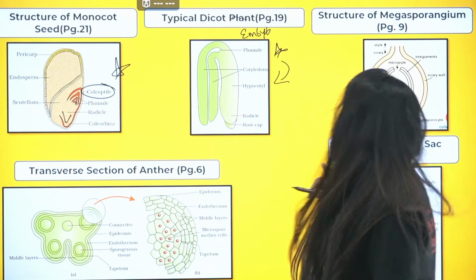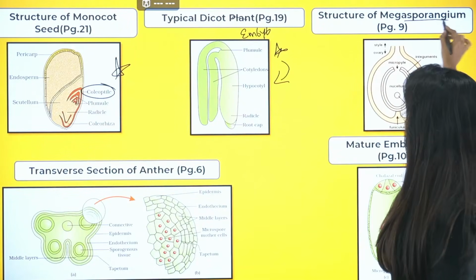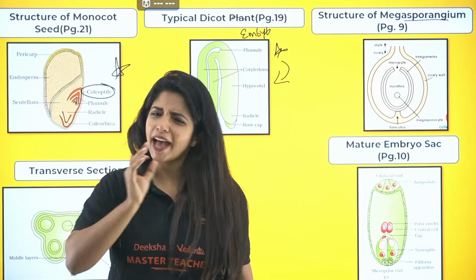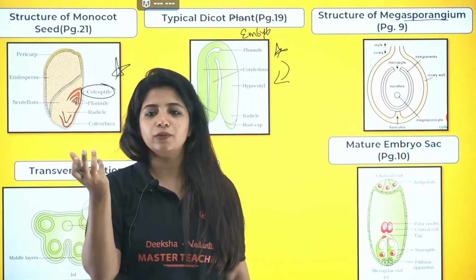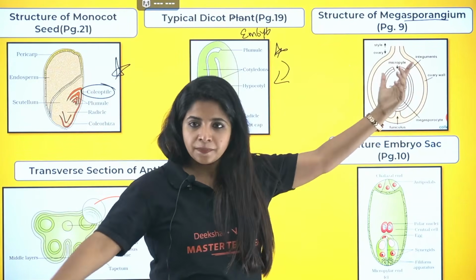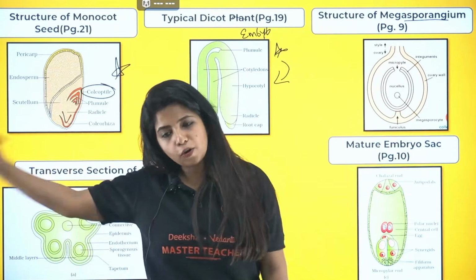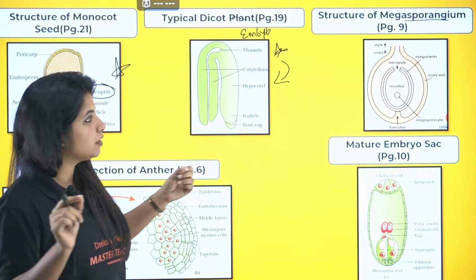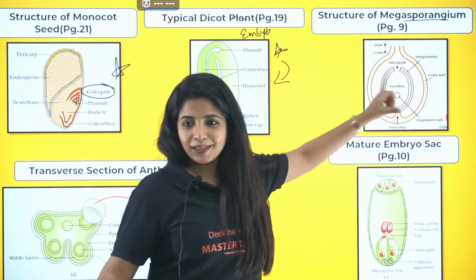This is also important. Now, structure of megasporangium. That means you're talking about structure of ovule. Baba, you made anatropous ovule. Anatropous ovule is nothing but ulta ovule. Here you have placenta and funicle. You just made it here and it becomes anatropous. So megasporangium structure, anatropous ovule structure, almost same. Even though the picture looks kind of little different, but it's the same. Page number 9, you can find it.